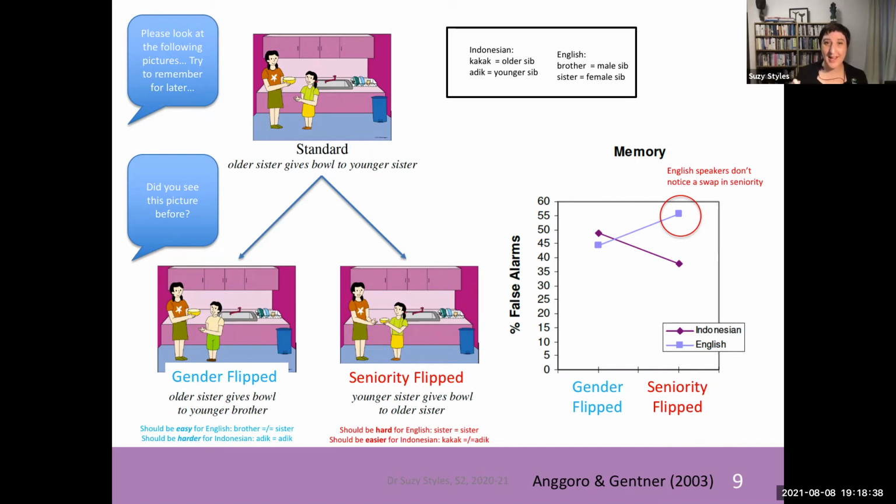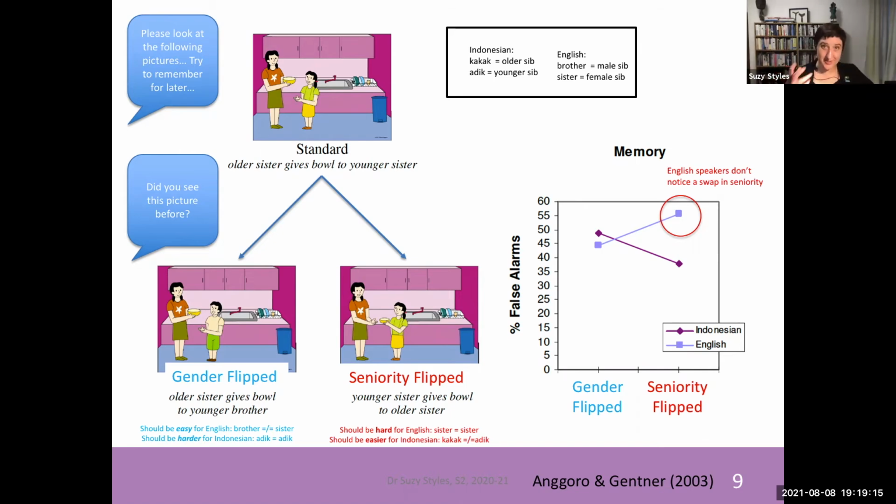Now, what's interesting about the sibling tier of vocabulary is that English and Indonesian treat this area of kinship differently. In Indonesian, we have words that differentiate between older siblings and younger siblings, while in English, we have words that differentiate between male siblings and female siblings. So you see how the obligatory marking of seniority versus the obligatory marking of gender might cause people to look at this scene in different ways.